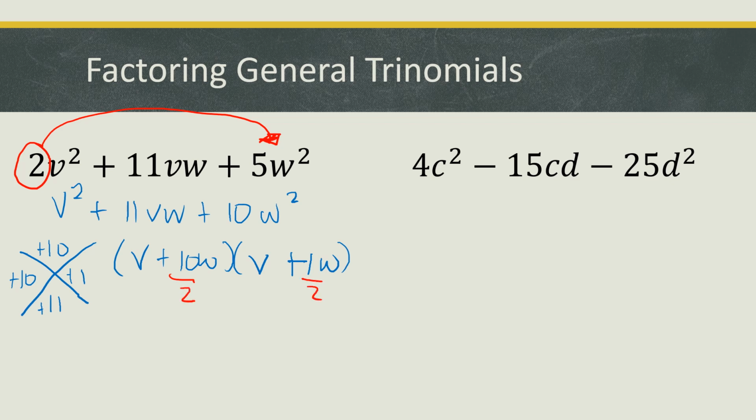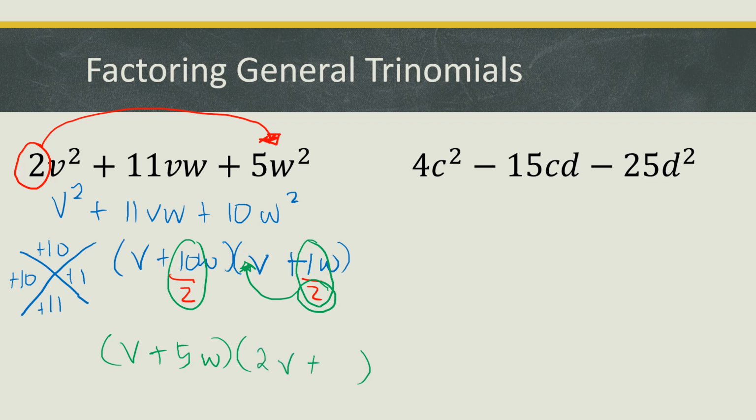So let us now simplify. 10 divided by 2 can be simplified as 5. So v plus 5w. 1 divided by 2 cannot be simplified, so we are going to use the denominator 2 as the numerical coefficient of the first variable v. So we have now 2v plus w. So these are now the two factors.